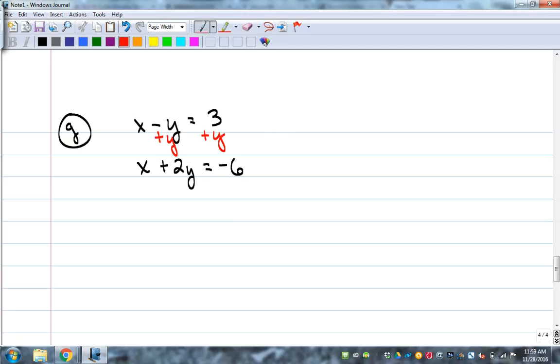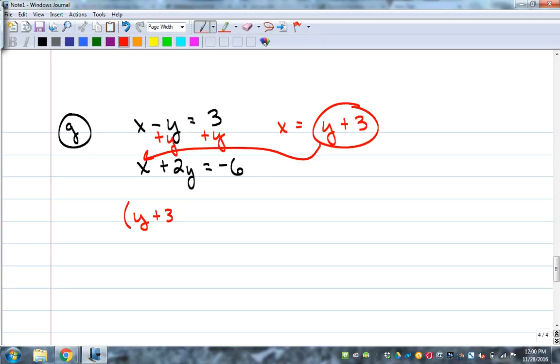gets that to be x equals y plus 3 or 3 plus y. It doesn't really matter which way you write that. I wrote it y plus 3 for no apparent reason. What are we going to do with that part? Plug it into the other equation. It has to go into the other one, can't go back into the one it started from. Okay. Plug that in there. There's nothing to multiply by, right? So that's just going to be y plus 3 plus 2y is equal to negative 6.